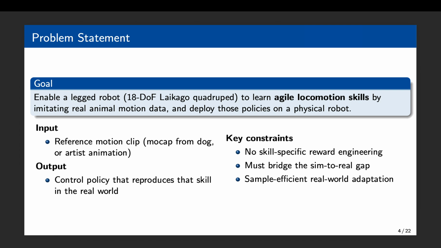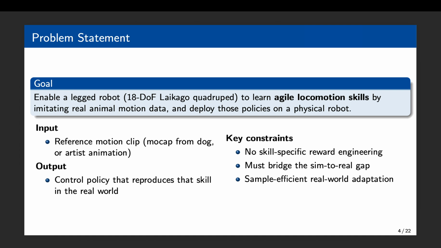Let me formalize that idea. The goal of this work is to take a reference motion clip, for example, motion capture data recorded from a real dog, and automatically synthesize a control policy that allows the physical robot to reproduce that skill in the real world. On the input side, you provide a motion clip. On the output side, you get a deployable controller.